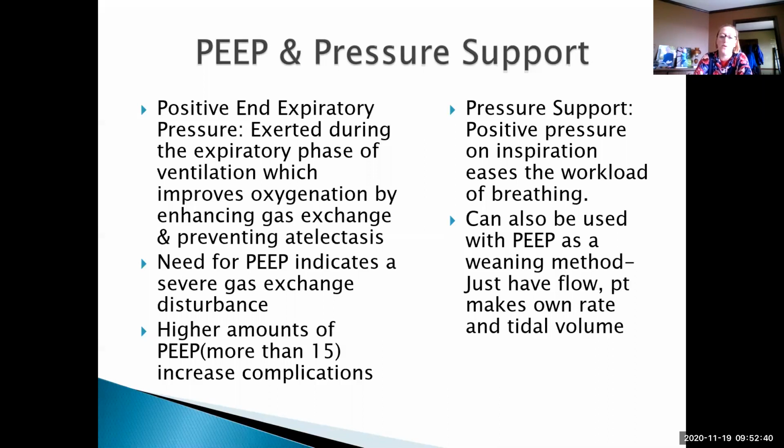So basically they just have a flow and the patient makes their own rate and their tidal volume, but that PEEP and pressure support just gives them a little bit extra oomph on inspiration and expiration. So they're not working quite as hard as they would without it.